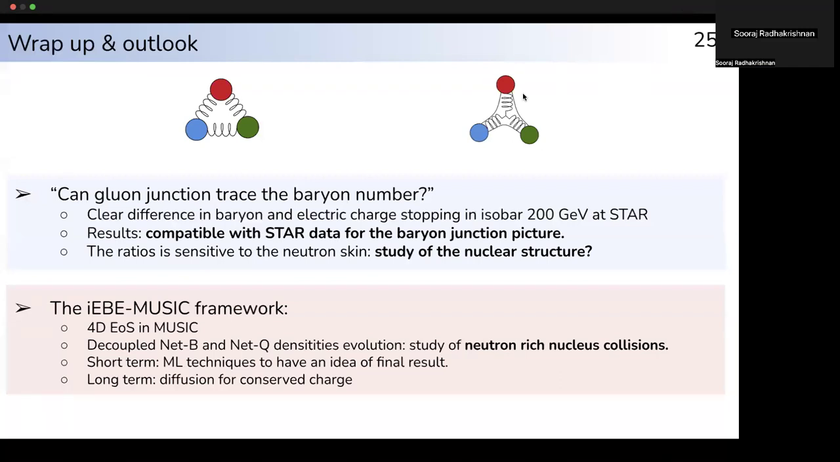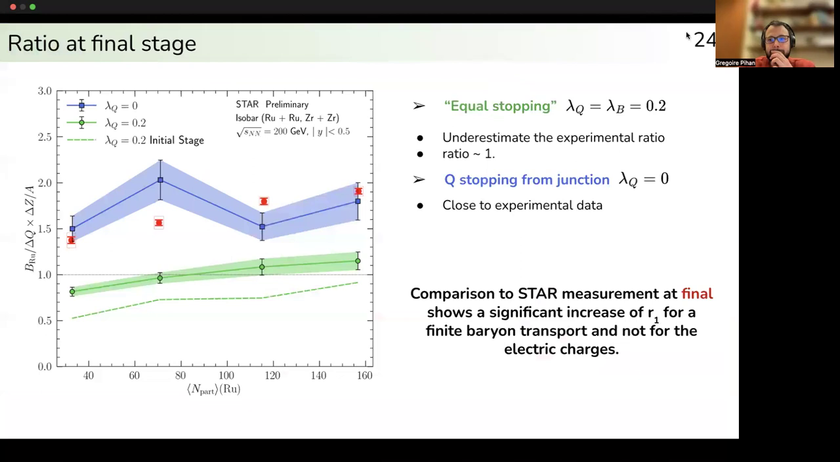Hi, really thanks for this nice talk. On slide 24, just a previous slide. So what causes the green curve to increase with hydro? Is hydro transport having some difference in the stopping between the electric charge and baryon number?